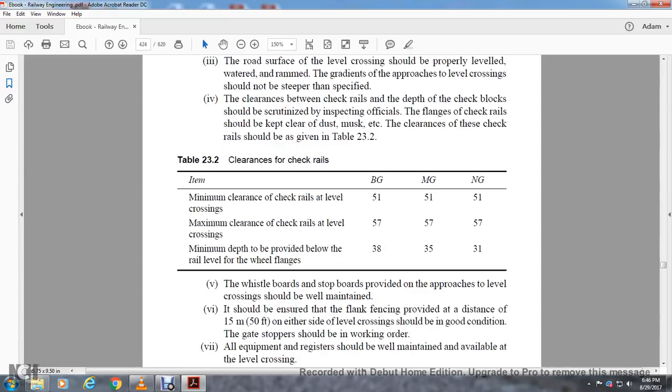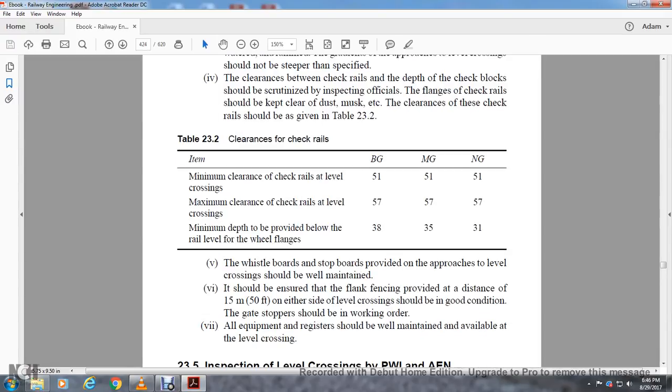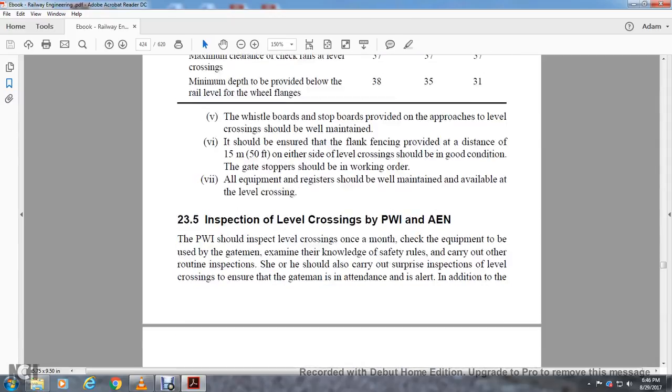The whistle boards and stop boards provided on the approach to the level crossing should be well maintained. It should be ensured that the flanking fencing, provided at a distance of 15 meters or 50 feet on either side of the level crossing, is in good condition. The gate stoppers should be in working order. All equipment registers should be well maintained and available at the level crossing.